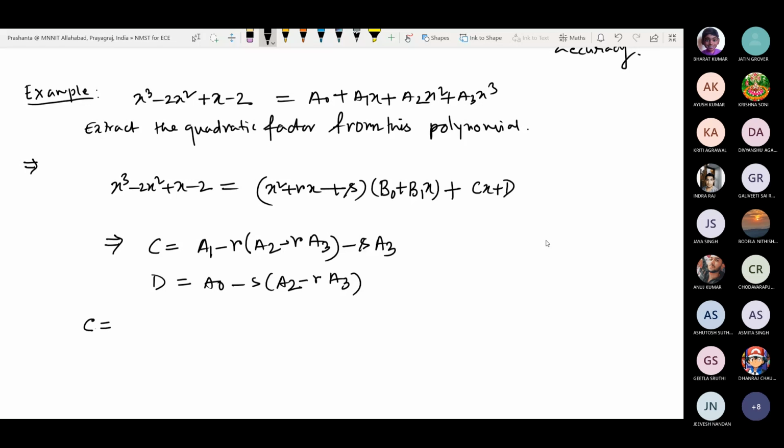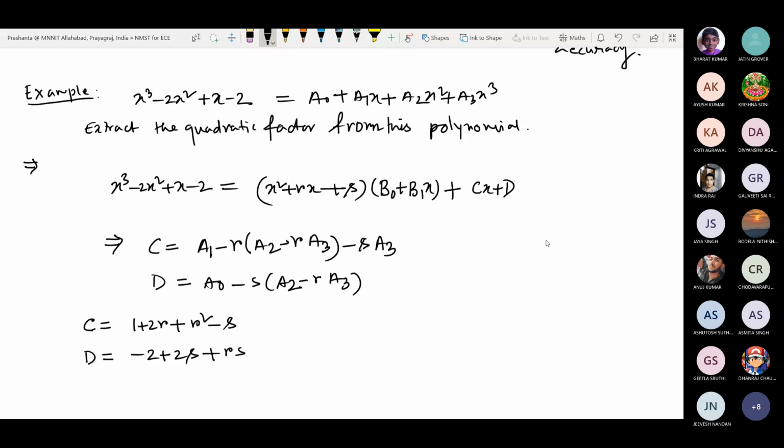What is c, what is d? C equals 1 plus 2r plus r square minus s. Okay, what is d? Minus 2 plus 2s plus rs. So these are the values of c and d in terms of r and s.